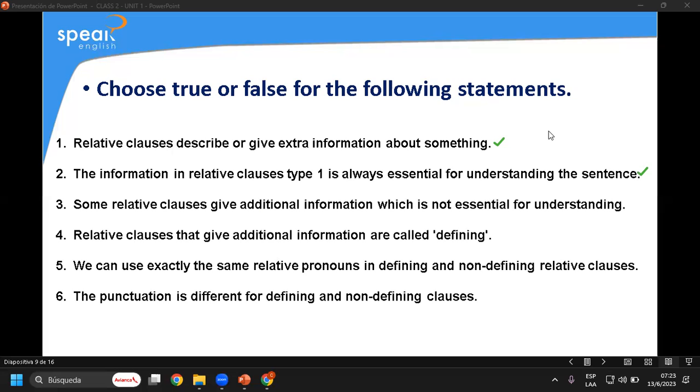Some relative clauses give additional information which is not essential for understanding. What do you think, guys? Is that true? Yes. Are you sure? Yes. And the rest of you? Yes. Remember, relative clause type 2, they are just giving extra information. That information is not essential. Okay? Number 4, volunteer for reading.